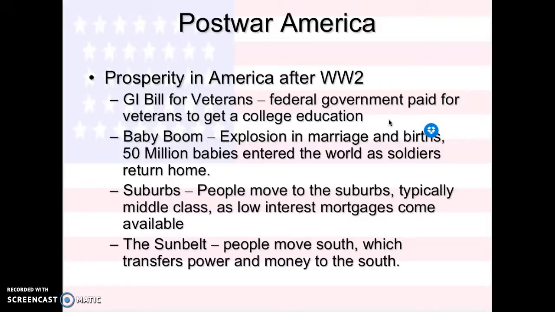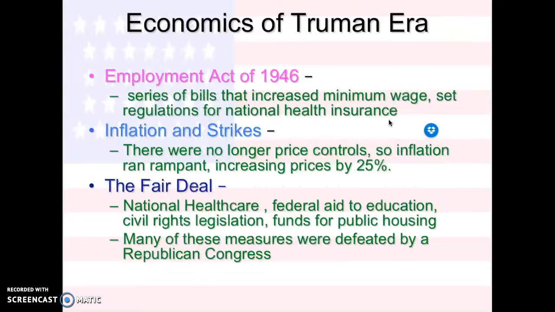People start moving to the suburbs. Typically the middle class moves away from the cities, which causes inner cities to have lots of poverty. And then with the Sun Belt, people move to the south, which transfers power and money to the south.